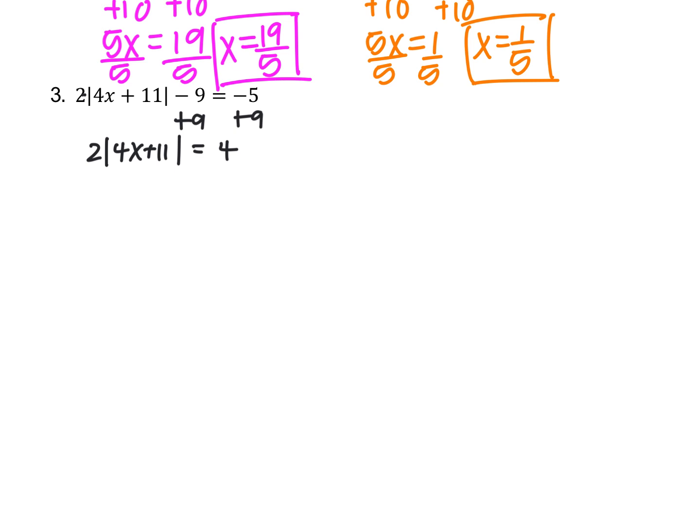Now I can get rid of the 2 by dividing. So I have absolute value 4x plus 11 equals 2. Wait, dividing by the 2, does that just cancel out the 2? But then why wouldn't you divide 4x plus 11 by 2? Because it's in parentheses. It's like it's protected. We're just getting rid of the 2 in front.